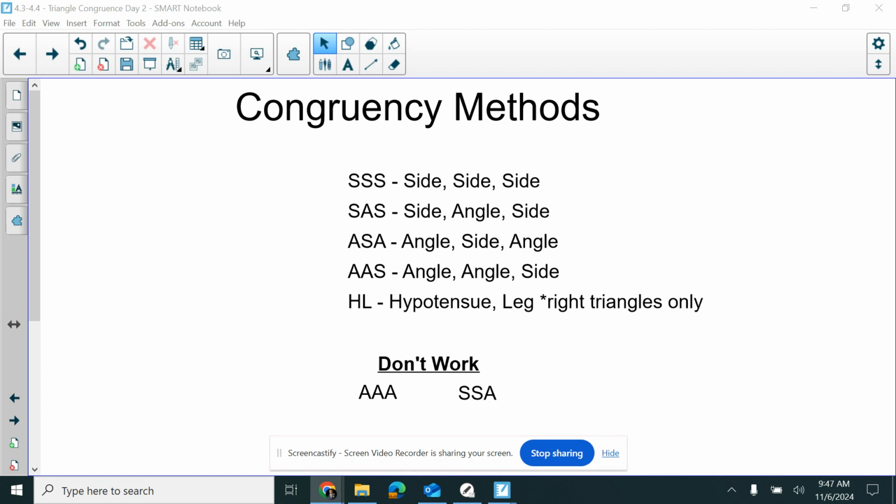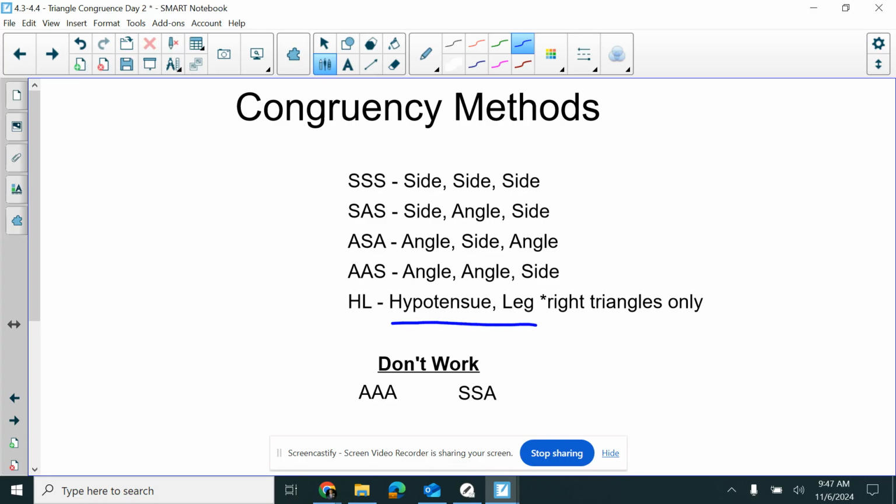If two triangles both have all three sides that are congruent, then those two triangles are congruent. We call that side, side, side. The other ones that are going to work are side, angle, side; angle, side, angle; and angle, angle, side. And with right triangles, if you have a hypotenuse and a leg, just those two pieces of information in a right triangle, then that's enough info to prove the two triangles are congruent.